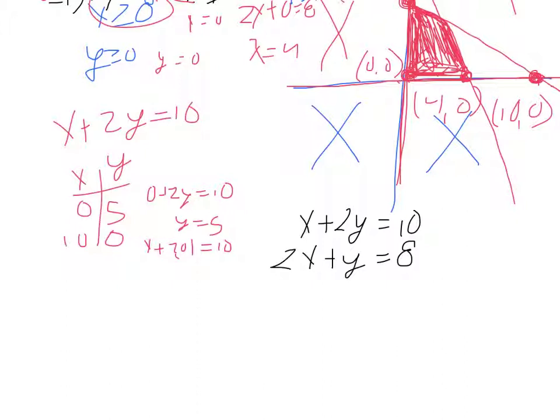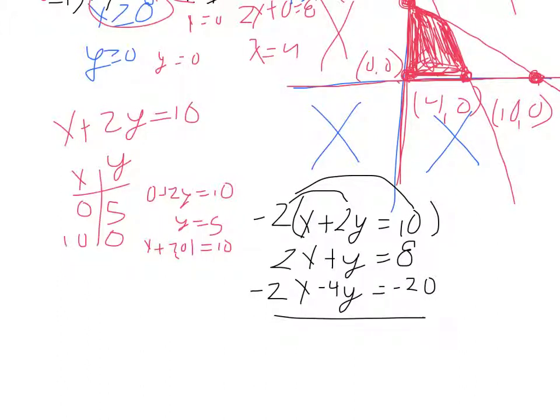I'm going to just eliminate the x's, so multiply by -2, that gives us -2x minus 4y equals -20. Add those up, they cancel here. This is going to give us -3y equals -12, divided by -3. We get y equals 4.